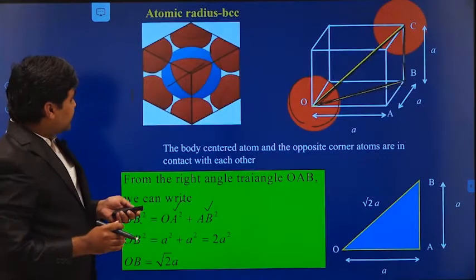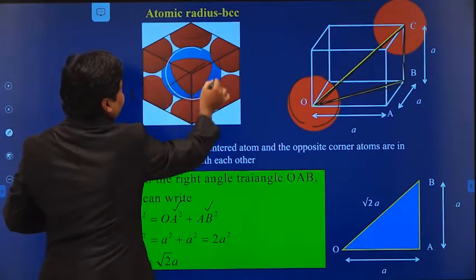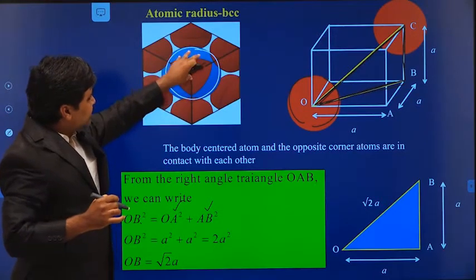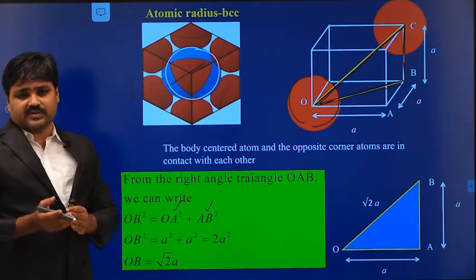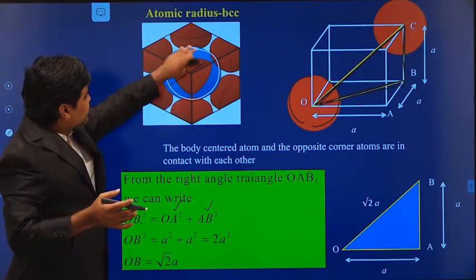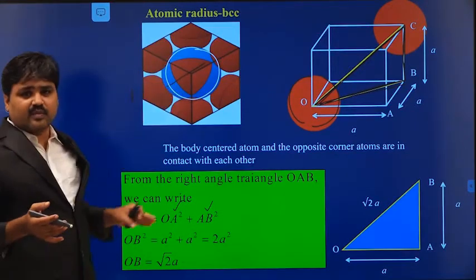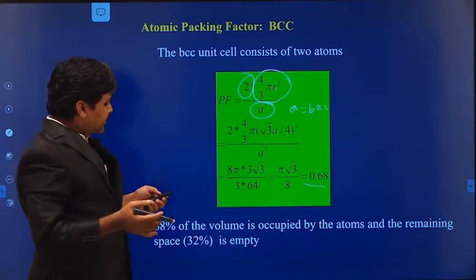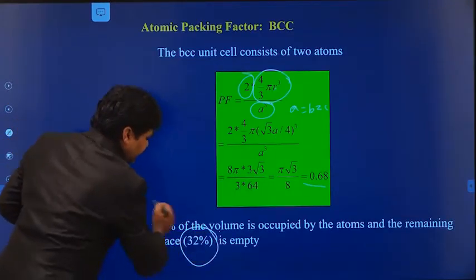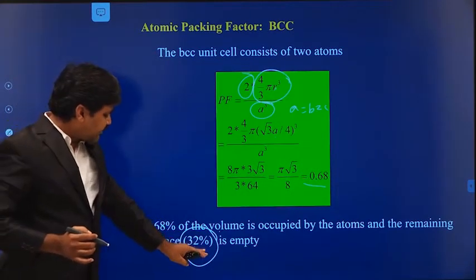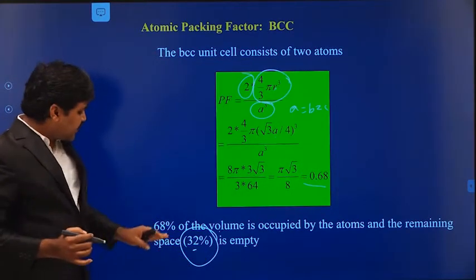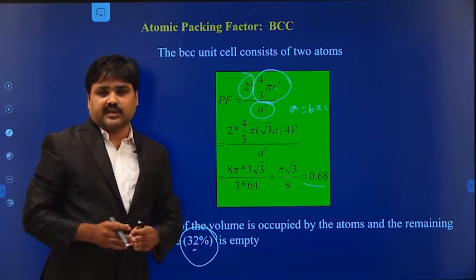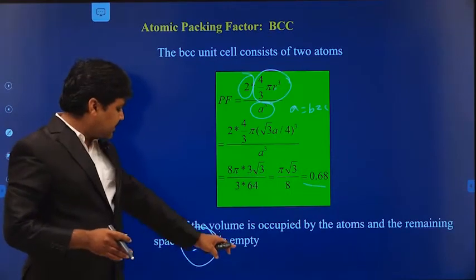Here we have this body centered atom also occupied. But in case of simple cubic, since there is no body centered atom, inside the body we have so much space. But in case of body centered cubic, at the center of the body we have one atom, so some of the space is occupied by the atom, so there will be less amount of space vacant. That means only 32% of the space is vacant, and 68% of the volume is occupied by the atoms. So this vacant space is called the void.